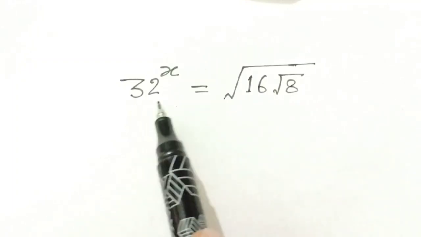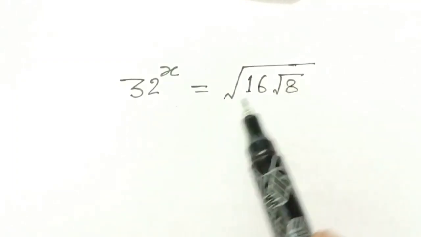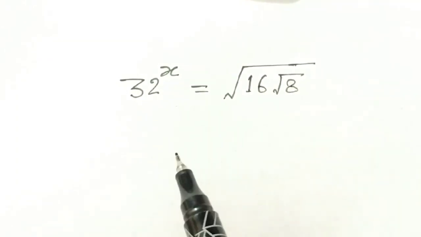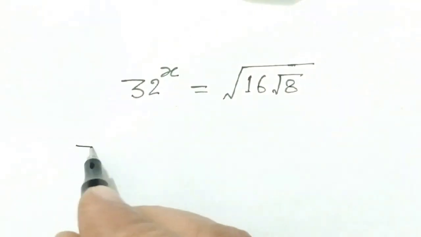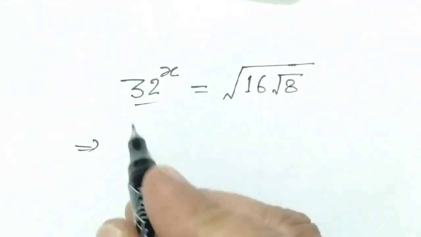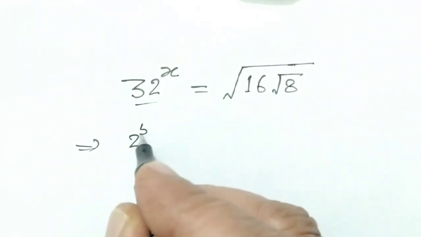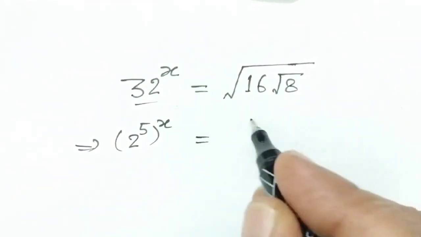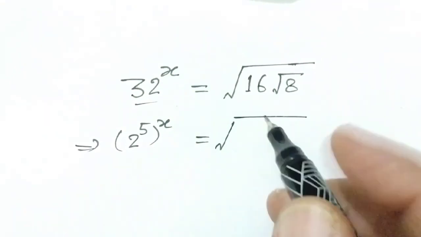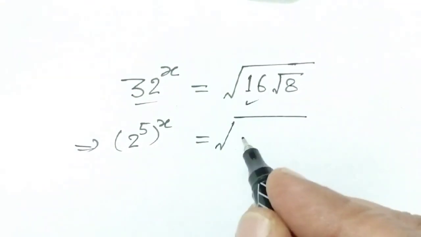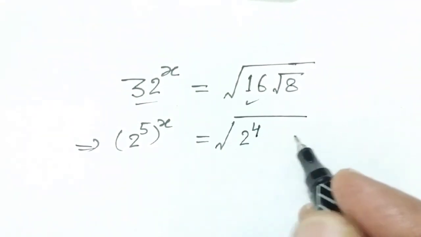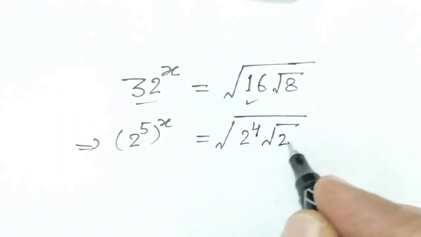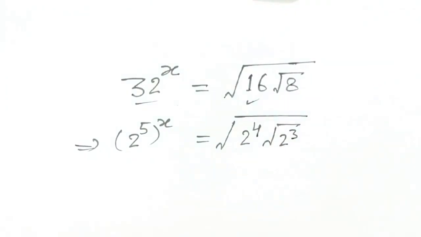This problem: 32 to the power x is equal to square root of 16 into square root of 8. Okay, so let's start. 32 can be written as 2 to the power 5, to the power x, right, is equal to square root of 16 as 2 to the power 4, into square root of 8 as 2 cube, right?